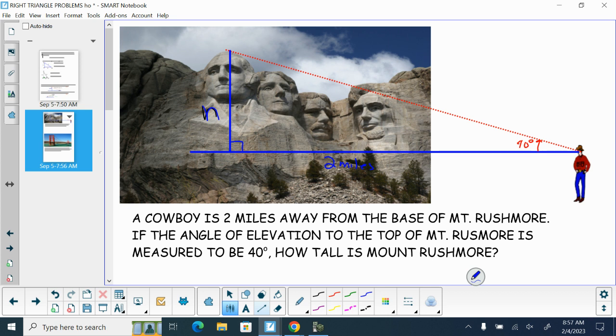Now, typically, height is not going to be measured in miles. It's going to be measured in yards or in feet. We have to know a conversion. 1 mile equals 5,280 feet. So if I have 2 miles there, we have a total of 10,560 feet.